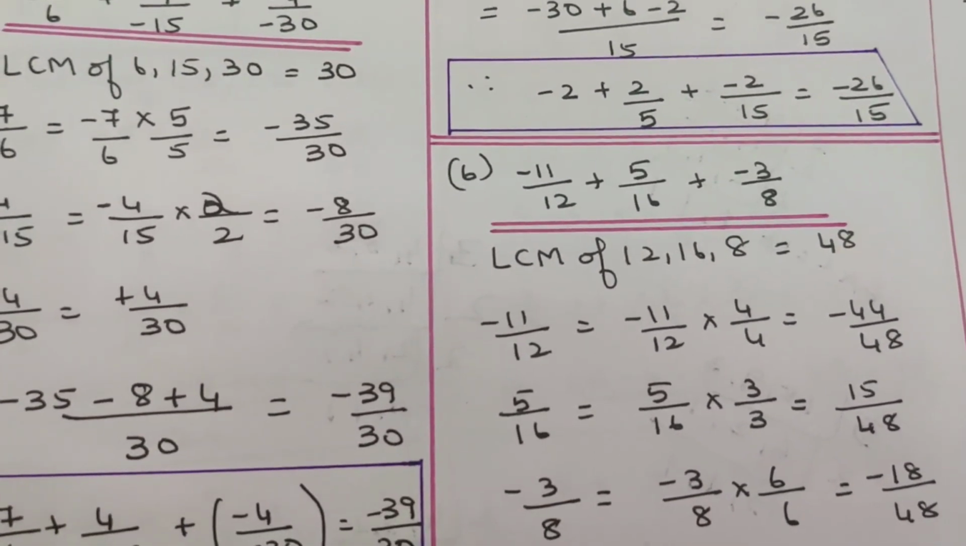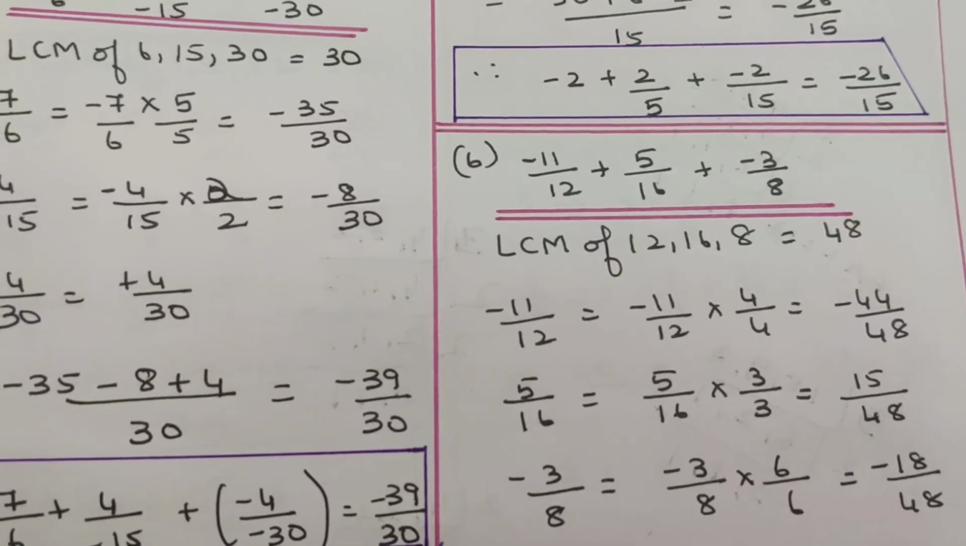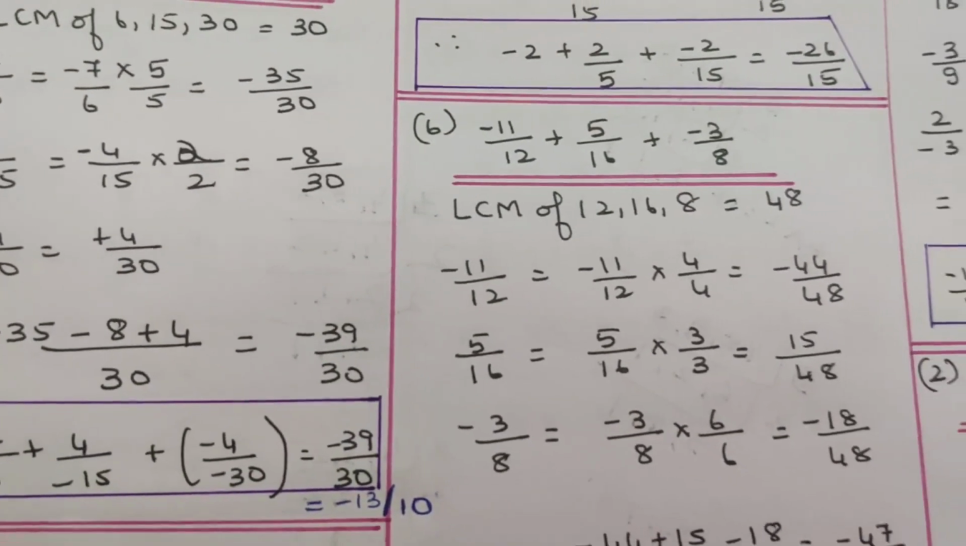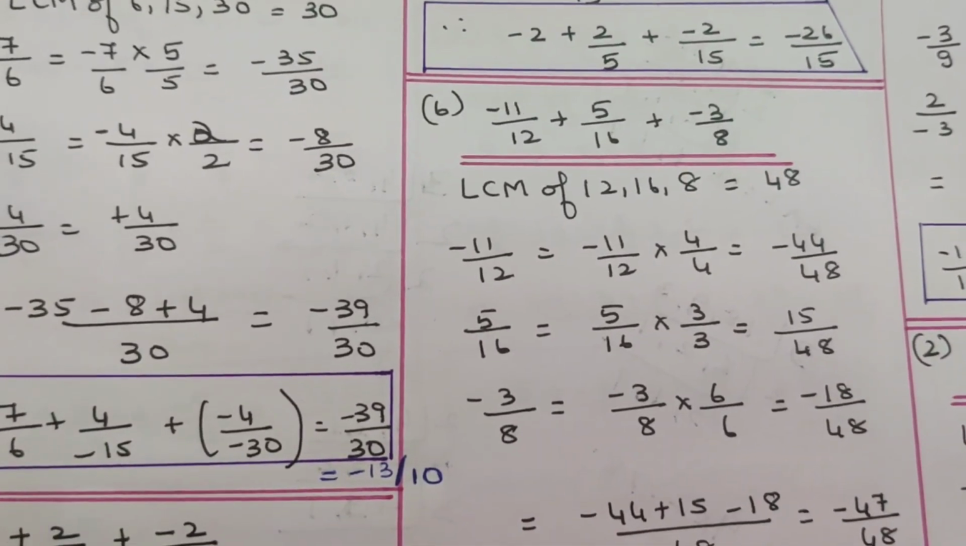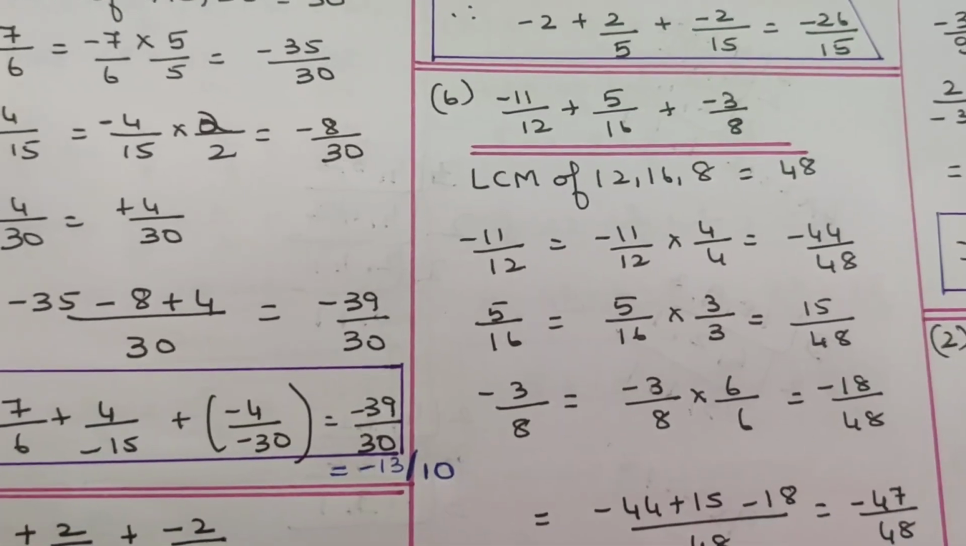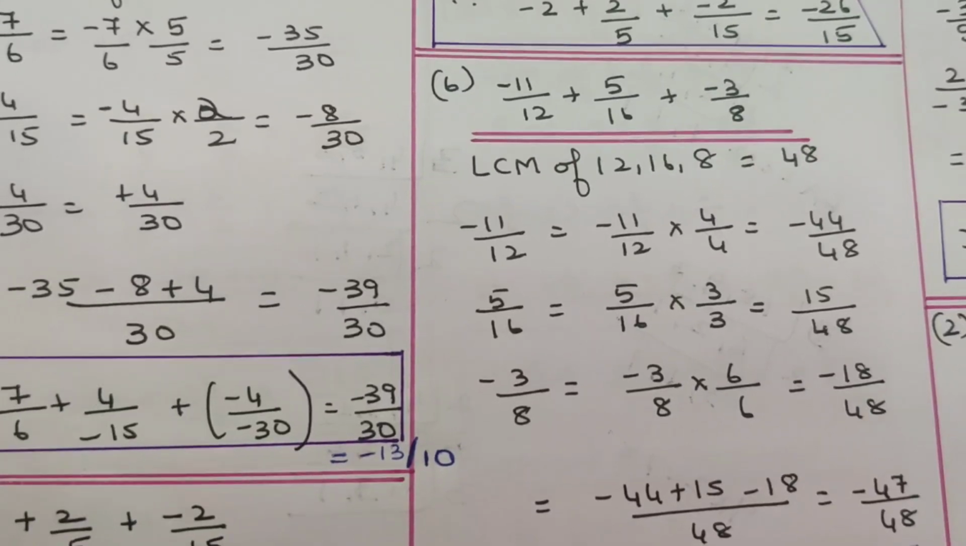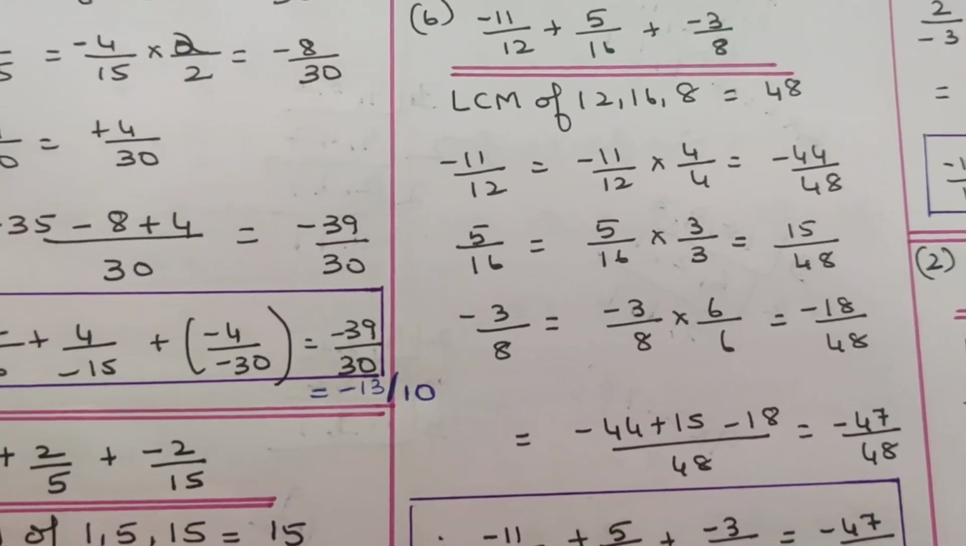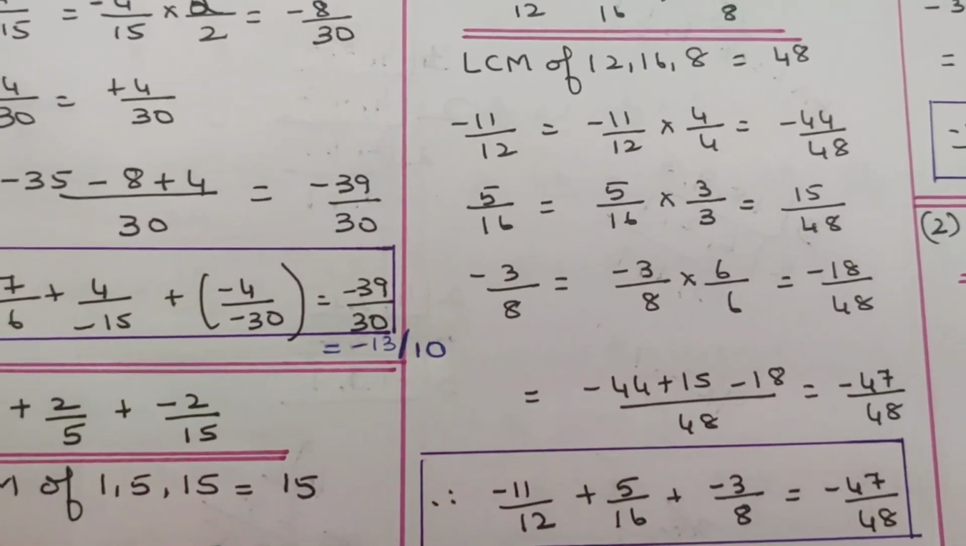The next one: minus 11 by 12 plus 5 by 16 plus minus 3 by 8. LCM is 48. Now convert these three numbers to a common denominator. So it becomes minus 44 by 48, 15 by 48, minus 18 by 48. And when you solve the expression, the final answer is minus 47 by 48.